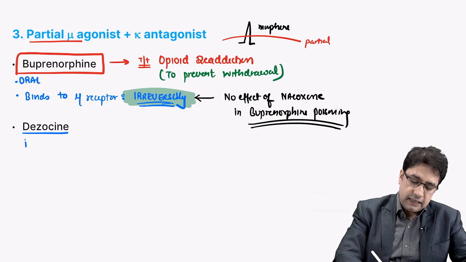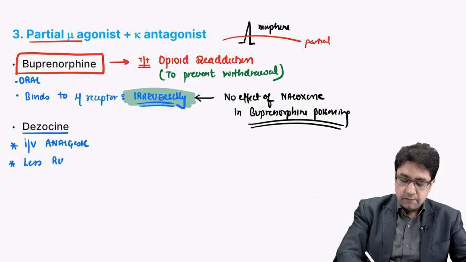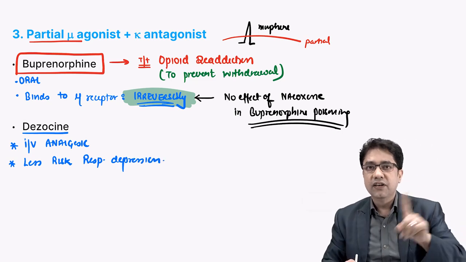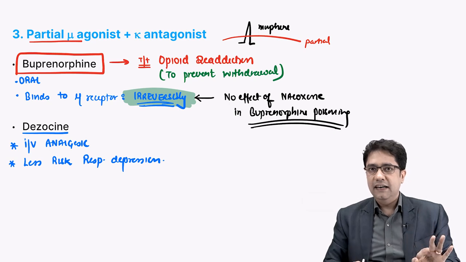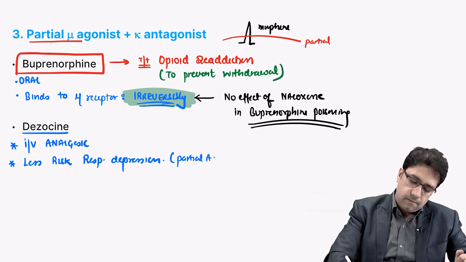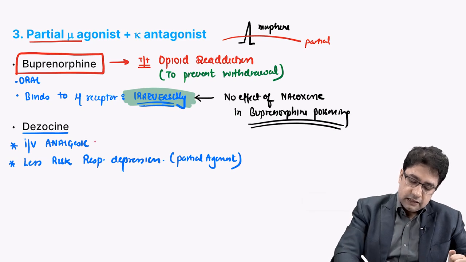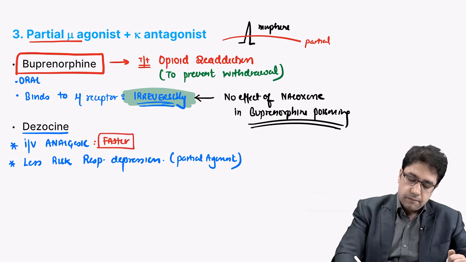Another drug is dizocine. Dizocine is an IV analgesic drug, and as compared to morphine, it has less risk of respiratory depression. Why less risk of respiratory depression? Because it is not a full agonist, it is rather a partial agonist. And just write one point, it is a faster analgesic as compared to morphine.